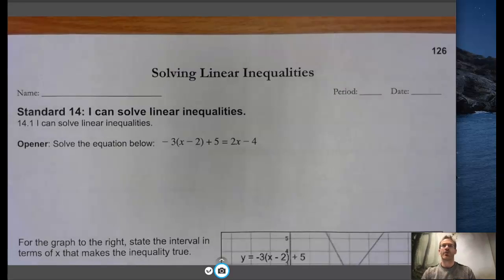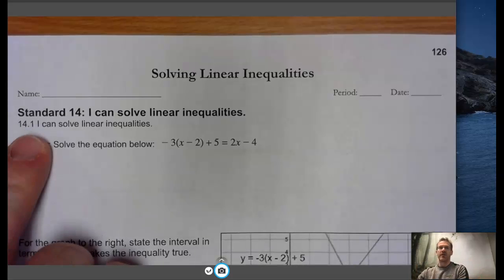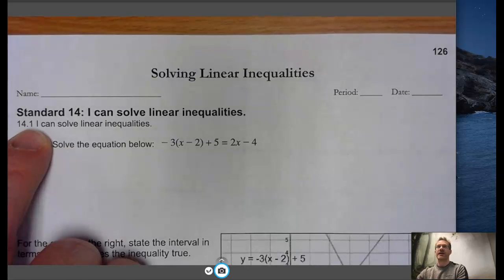All right, so we're going to continue our conversation about linear inequalities, and what we're going to do today is shift from graphing linear inequalities to solving linear inequalities. You can see that that's our next standard here, 14.1. I can solve linear inequalities.